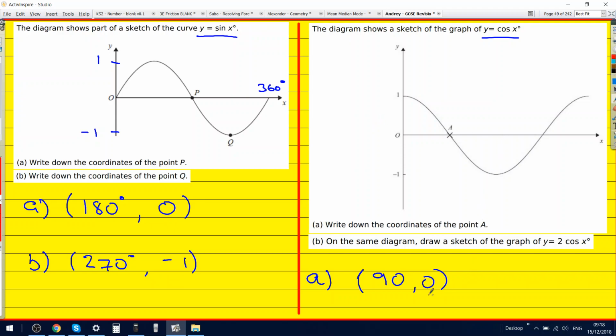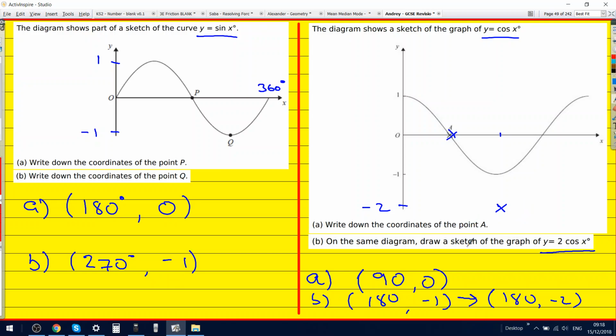Okay, what would 180, minus 1 become? Oh, because it's y equals 2 cos of x. So would it become 180, minus 2? Yeah. And then do I need to do 90, 0 now? Yeah. And then I think it'll just stay as 90, 0.